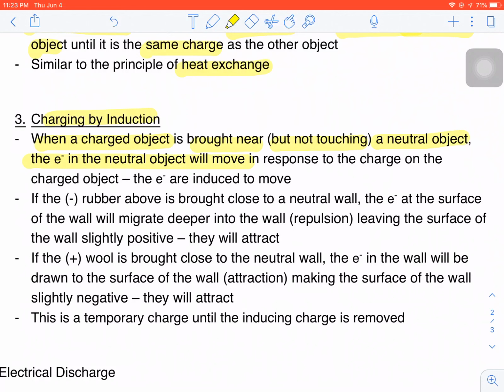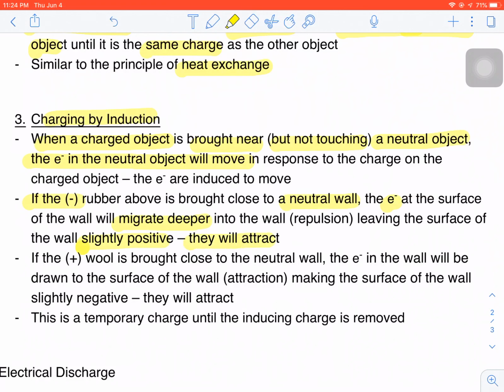If the electric charge that's brought nearby is negative, like the negative rubber, and I bring it close to a wall, then the electrons that are in the wall don't like the negative charge on the rubber balloon, and they will migrate as far as they can deeper into the wall. Now, they can't travel because the wall is not a great conductor of electricity, but they've got some ability to get pushed deeper into the wall. And that leaves the front of the wall slightly positive, because the negative balloon pushed the negative electrons on the surface of the wall deeper into the wall, making the surface of the wall positive.